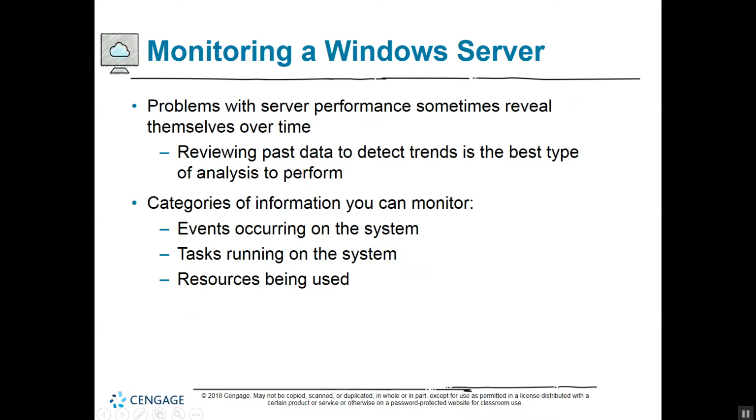time, and it's not something that is obvious at a glance. It's something that builds up. Now, reviewing past data to detect trends is the best type of analysis to perform. Now, categories of information you can monitor are events occurring in the system, tasks running on the system, and resources being used.